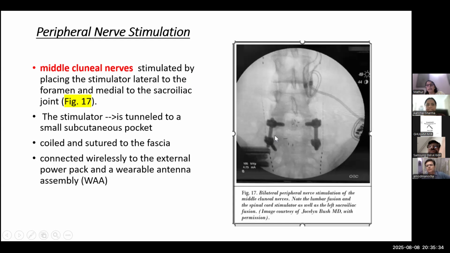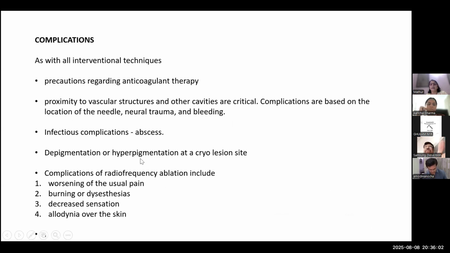This is for the middle cluneal nerves. You see the stimulator, which is lateral to the sacral foramina, lateral to the foramen and medial to the SI joint. And the stimulator is then tunneled to a small subcutaneous pocket and coiled in the fascia. These are connected wirelessly to the external power pack and a wearable antenna assembly. Complications, I think I can omit these because they are the general standard complications which we need to take precautions with in all interventional techniques. So I'll not take too much time with this.